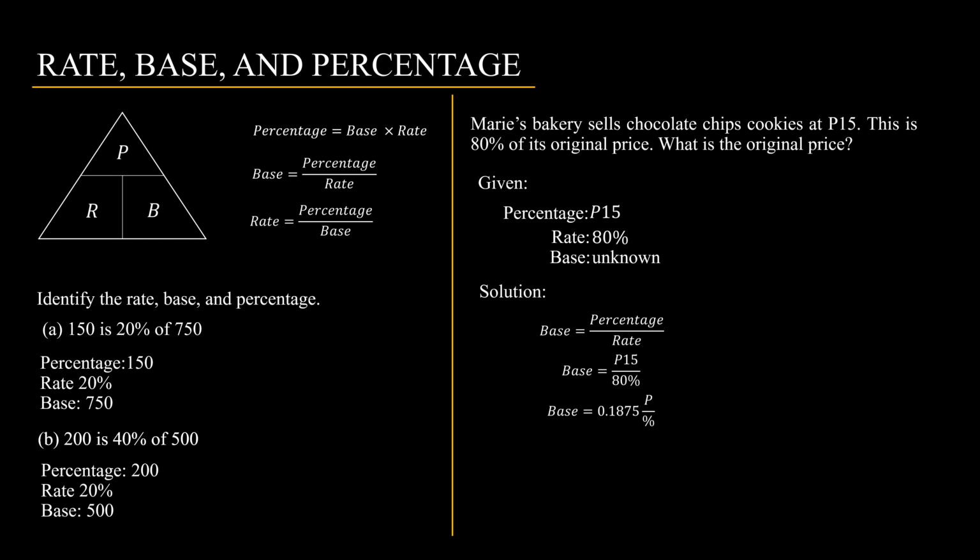Since nasa rate na form lang siya, no, 0 point something, so we're going to multiply this by 100%. So that yung percent ay makakancel, and then yung sagot, i-move natin, makailang ulit? Dalawa, to the right. So, yung decimal point ay i-move to the right ng dalawang beses. Now, the answer is 18.75 pesos. Therefore, the original price of Marie's chocolate chip is 18.75 pesos.